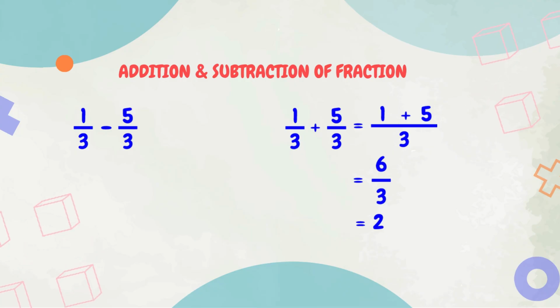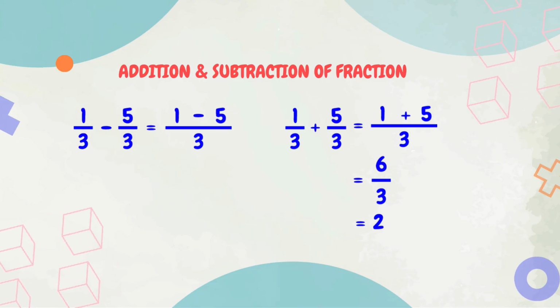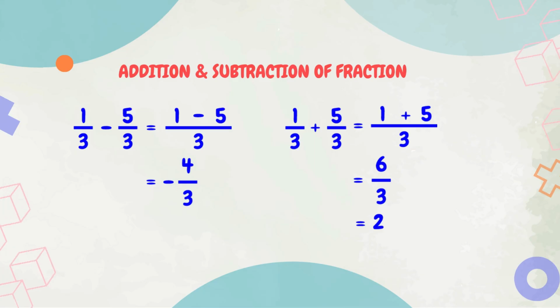Example 4. Solve 1 over 3 minus 5 over 3. We subtract the numerators and keep the denominator. This becomes 1 minus 5 over 3, which gives negative 4 over 3.